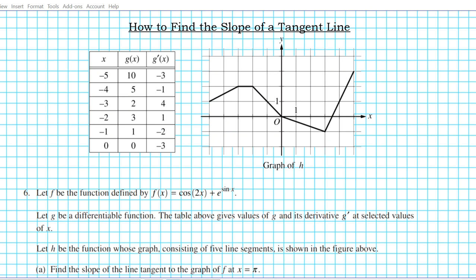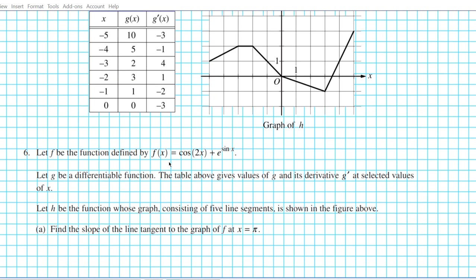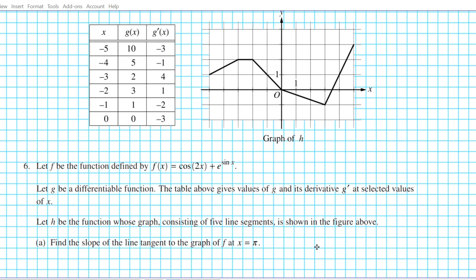All right, so for question number 6, the A part, you've been assessed on how to find the slope of a tangent line. Okay, you're given a table of X, G, and G prime, and also the graph of H. And question 6 reads, let f be the function defined by f of x equals cosine 2x plus e to the sine x. Let g be a differentiable function. The table above gives values of g and its derivative g prime at selected values of x. Let h be the function whose graph, consisting of 5 line segments, is shown in the figure above.